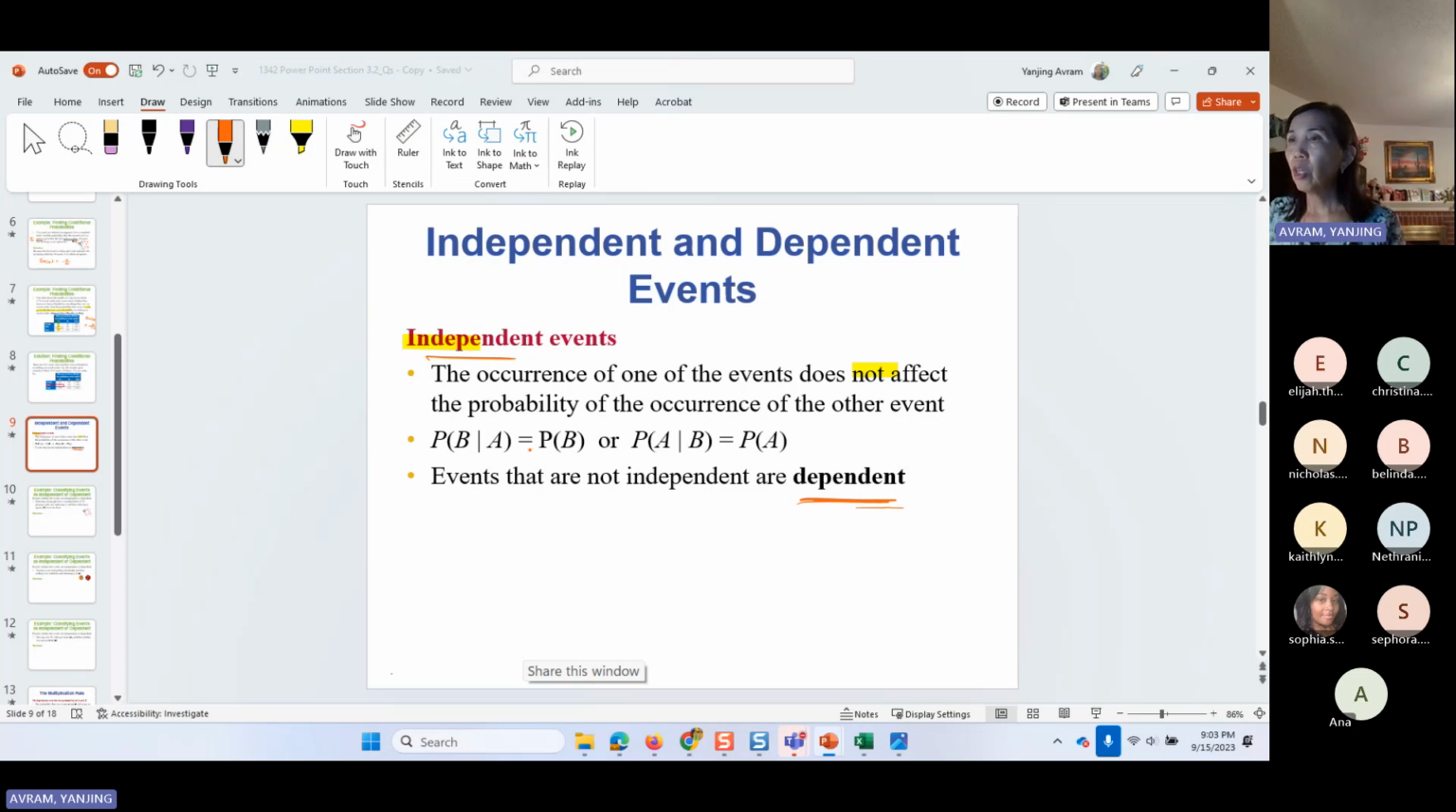All right. So for independent events, the probability of B given A is equal to the probability of B, because they don't affect each other. Same thing, the probability of A given that B has already happened is also just equal to the probability of A, because A isn't affected by B. And B isn't affected by A. So each is still equal to itself. Those are independent events.